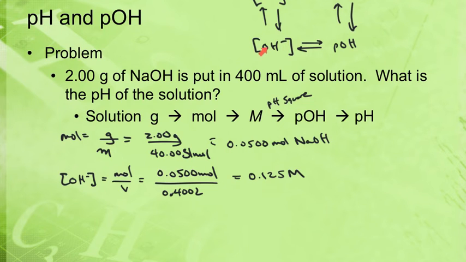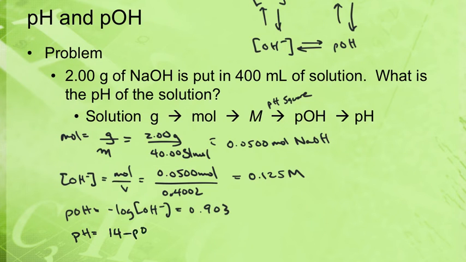To go from hydroxide concentration to pOH, well, pOH equals negative log of the hydroxide ion concentration. If we take the log of 0.125 and take the negative of that, that is going to be 0.903. Another thing to note, and I haven't mentioned this yet, pH and pOH are unitless. There are no units with it. It's just a value. So we have pOH, and then to go from pOH to pH, it's 14 minus pOH, so pH equals 14 minus pOH. I'm just pulling those equations from the previous page.